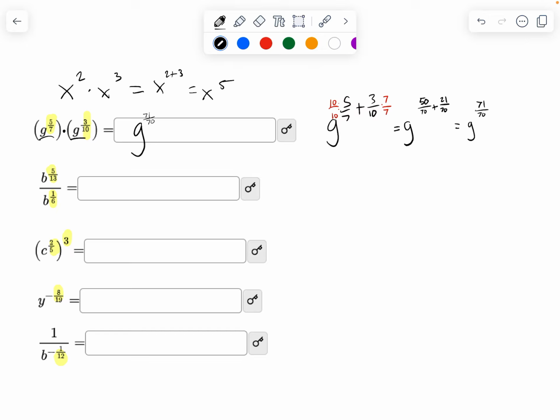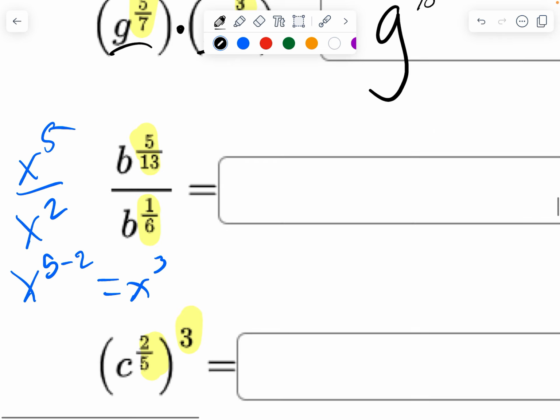Now this next one, just a reminder on the property with whole numbers. The property of whole numbers says if I have a same base with division, then I subtract my exponents. So in our case here, we have b to the 5/13 minus 1/6. Because it's always going to be in this property, numerator minus denominator.